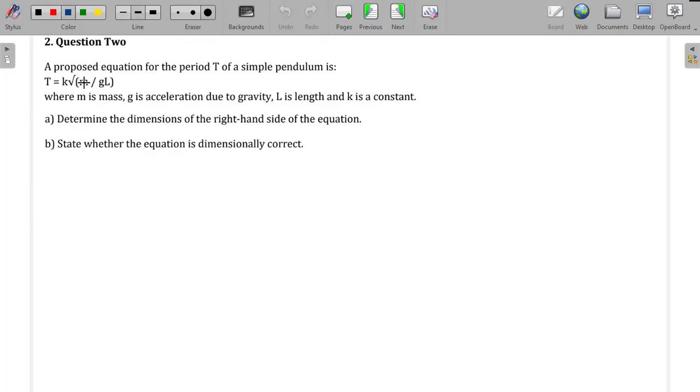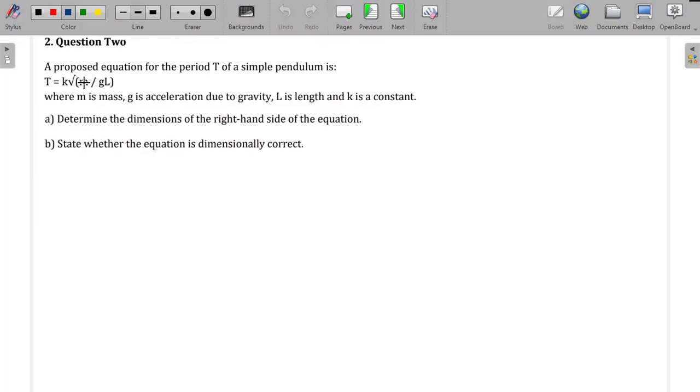Then here, part B, they're saying state whether the equation is dimensionally correct. And we say in order for an equation to be dimensionally correct, it is supposed to be dimensionally consistent, which means the dimensions on the left-hand side of your equation should be equal to the dimensions on the right-hand side of your equation. That is what we explained.